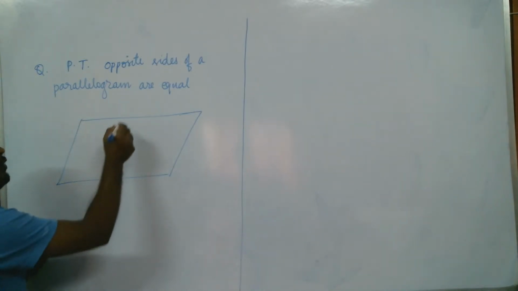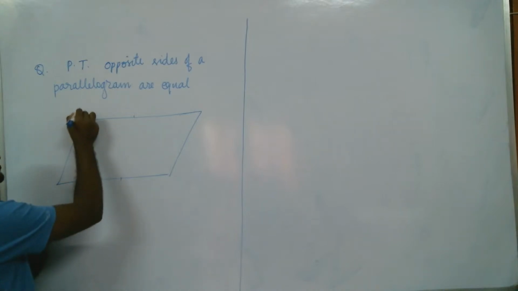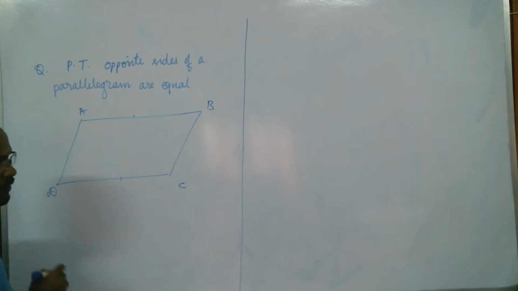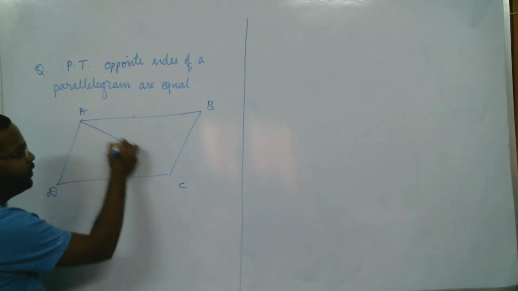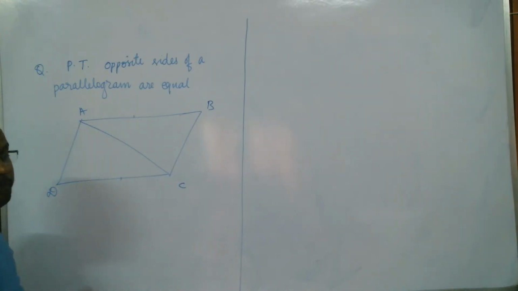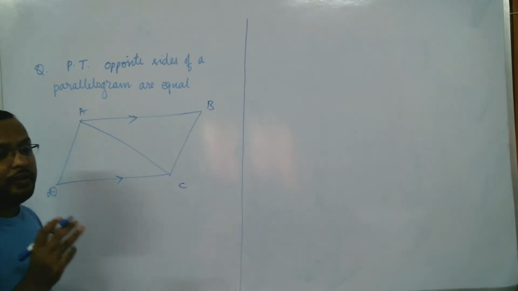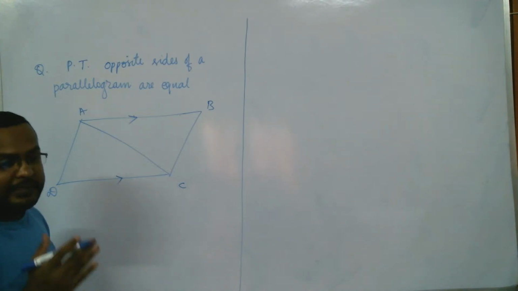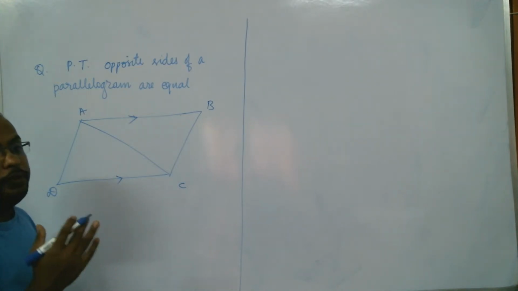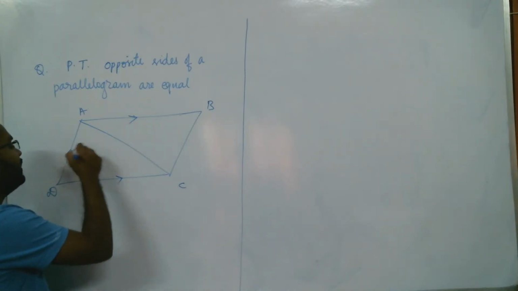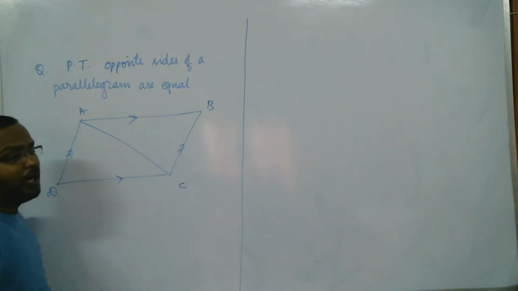So we have to prove that opposite sides are equal. Let us name it as A, B, C, D. What I have done is I have joined one of the diagonals. So it is a parallelogram. What is meant by a parallelogram? A parallelogram is a quadrilateral with two pairs of parallel lines. So these two are one pair and these two are another pair.